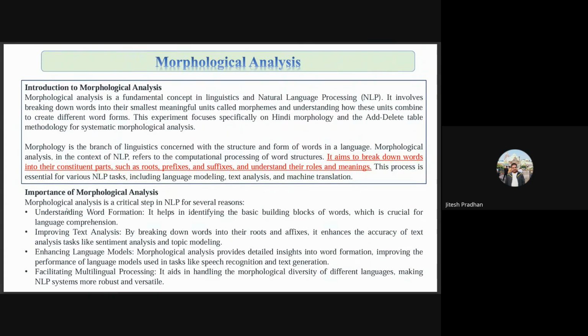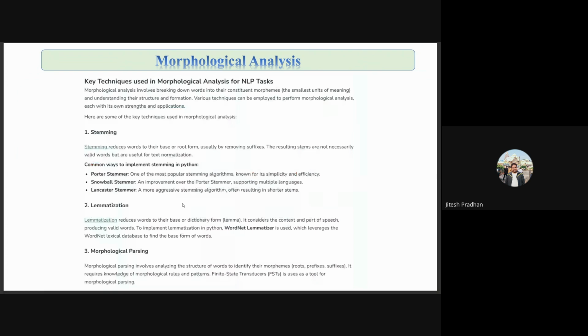Now, these are the importance of morphological analysis. It helps us understand word formation, it helps improve text analysis, it enhances language models, and it facilitates multi-language processing also. Now let's see the key techniques used in morphological analysis. The three key techniques that we use are stemming, lemmatization, and morphological parsing. That is the basics.